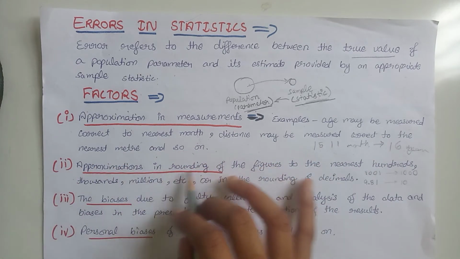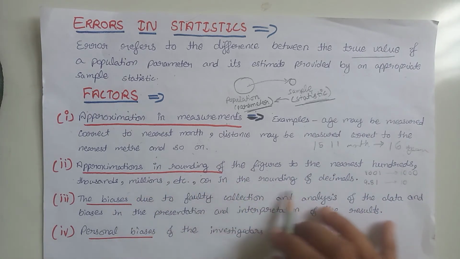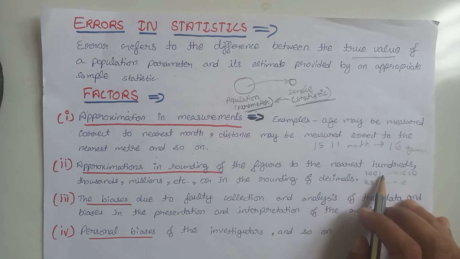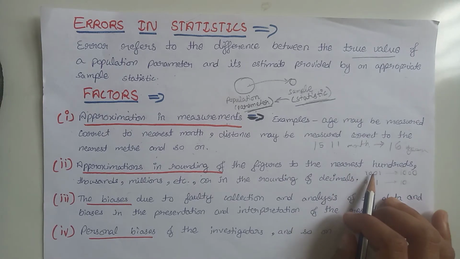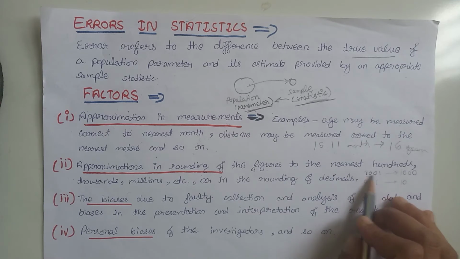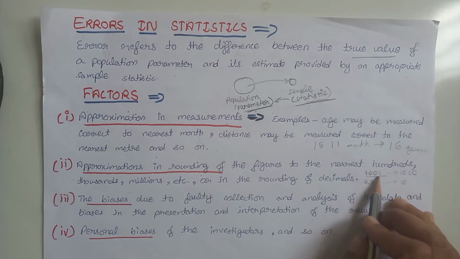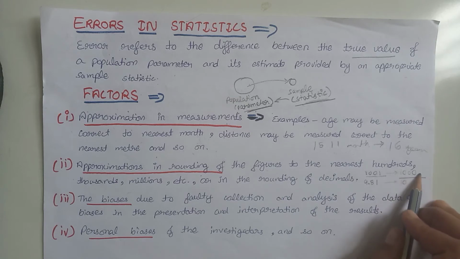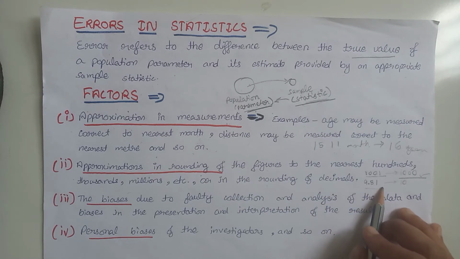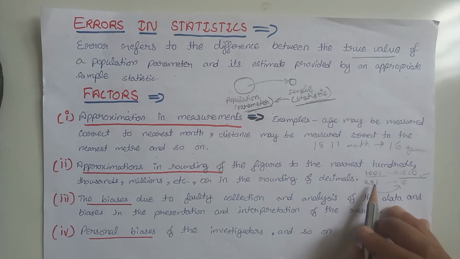Second factor is approximation in rounding of the figures to the nearest hundreds, thousands, millions, etc. or in the rounding of decimals. We can also explain it through an example. Suppose in our investigation, we collect one reading as 1001. To make calculation easier, we can write it to its nearest hundreds or thousands, that is, we can write it as 1000. So in this way error occurs. Similarly, if we collect one reading as 9.81, then to make calculation easier we can write it as 10, that is, here we round off the decimal.